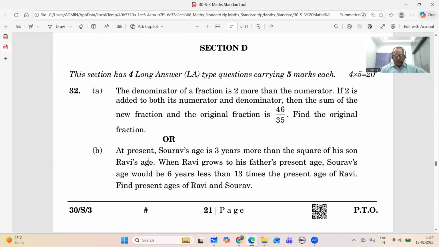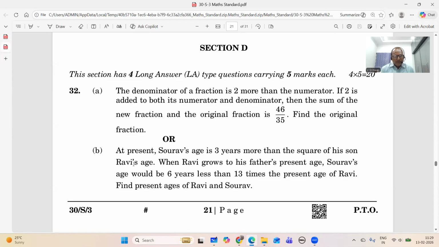32B. At present, Saurav's age is 3 years more than the square of his son Ravi's age. When Ravi grows to his father's present age, Saurav's age would be 6 years less than 13 times the present age of Ravi. Find present ages of Ravi and Saurav.